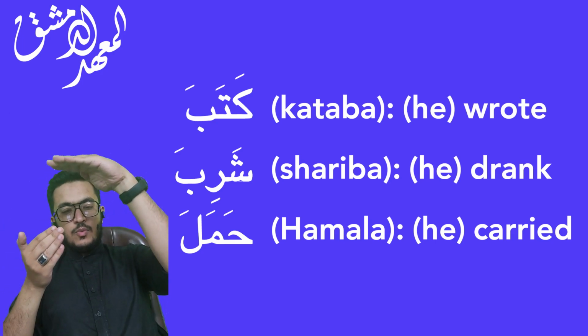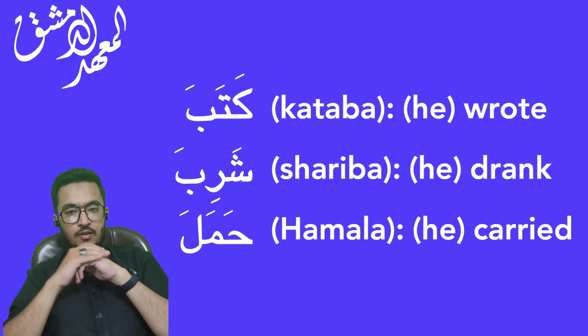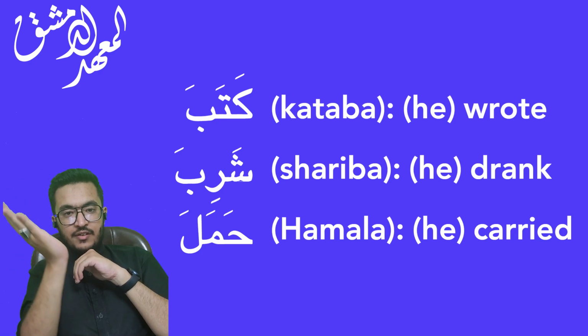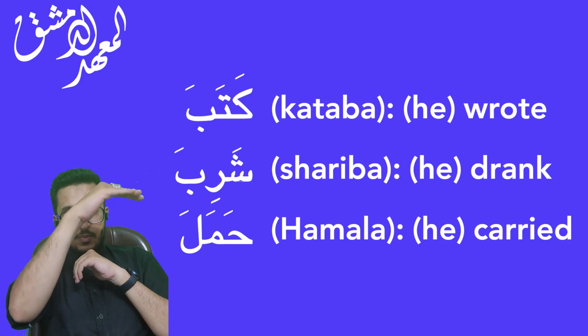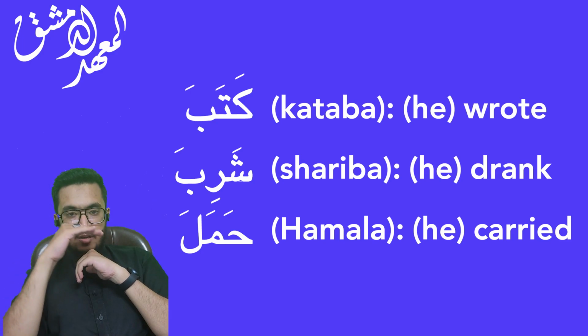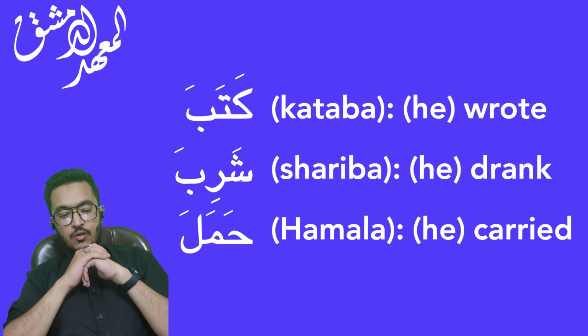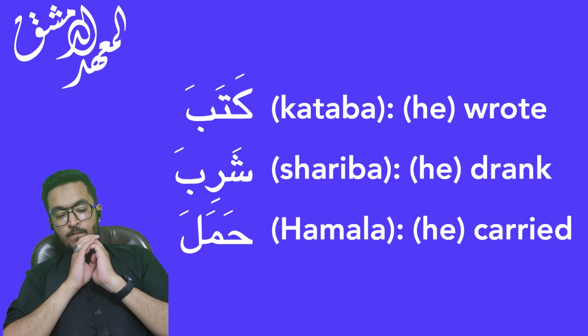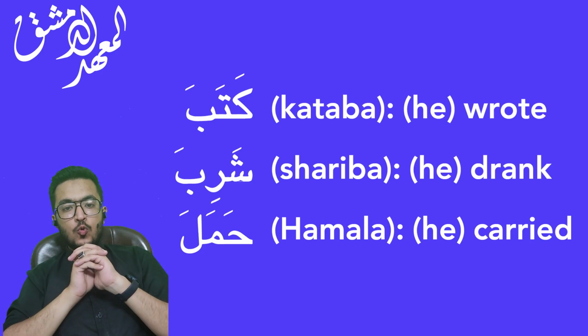Okay, fatha above, kasra beneath. So kataba, it's all fatha. Sha is a fatha, ri is a kasra, ba is a fatha. Sha, ri, ba. So sometimes the second vowel is a kasra, in the case of shariba, and in rare cases the second vowel is a dhamma. For example, we'll get to those examples moving forward. So dhamma has the sound u.